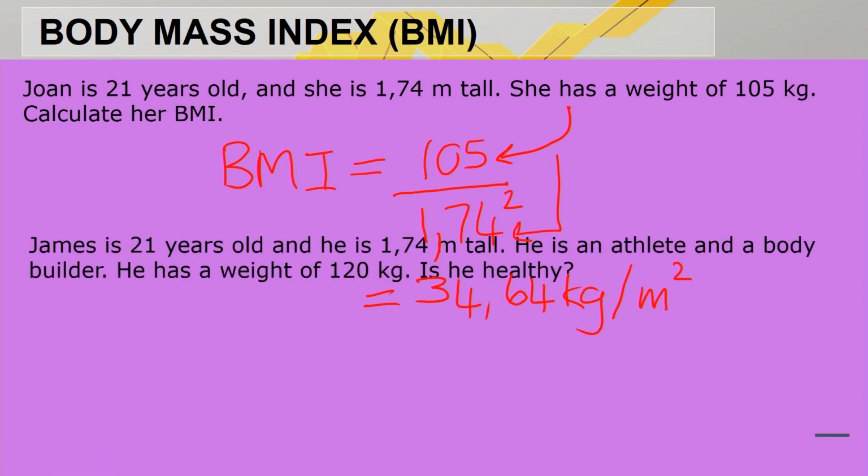Now, if we look at James, let's quickly clear some space for us over here. James is 21 years old. He is 1.74 meters tall. He is an athlete and a bodybuilder and has a weight of 120 kilograms. Is he healthy?